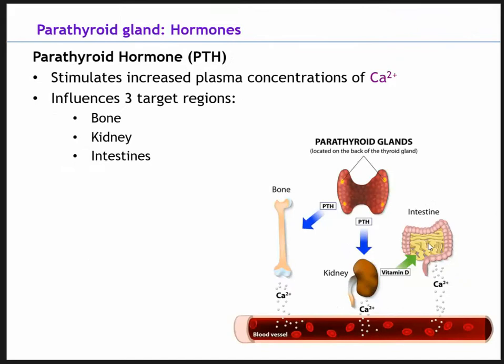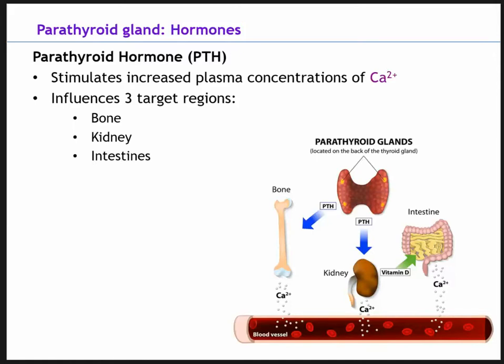Now let's talk about parathyroid hormone, because the parathyroid glands are located on the back of the thyroid gland. So PTH is an 84 amino acid peptide. It has the opposite effect of calcitonin. This hormone actually increases plasma concentrations of blood calcium. So it promotes calcium being released into circulation.